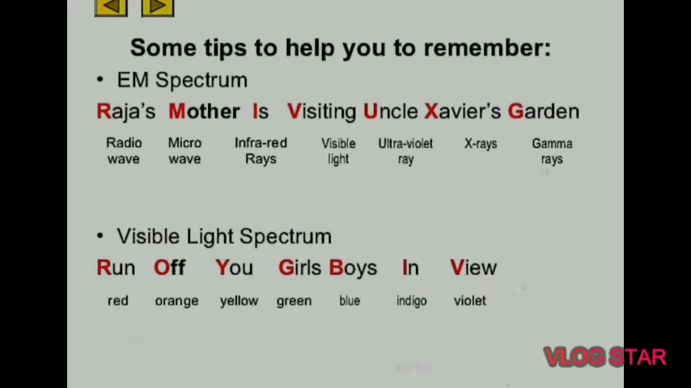In a similar way, we can learn the visible light spectrum like "run of U, girls, boys in view." Here R stands for red color, O for orange, Y for yellow, G for green, B for blue, I for indigo and V for violet color. So in this way we can easily learn the electromagnetic spectrum sequence as well as the visible light spectrum sequence. Okay.